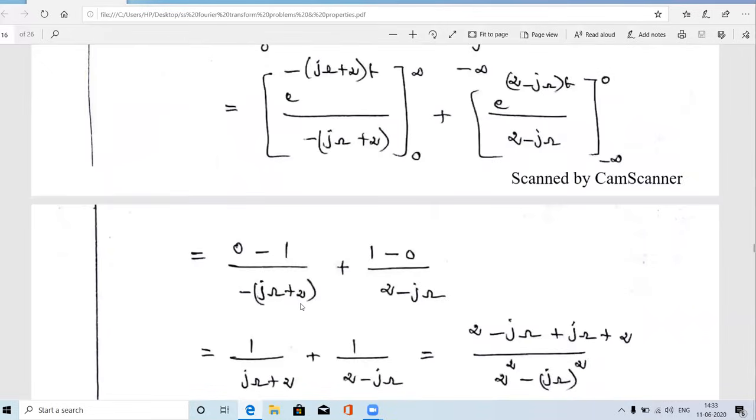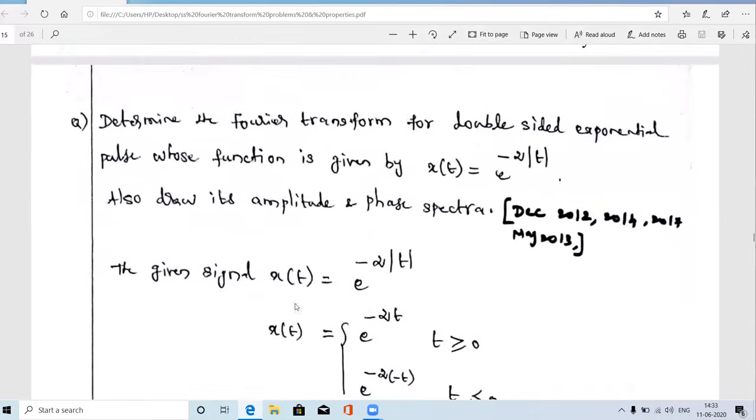So it is a very important question. This type of question comes either with x of t equal to e power minus a t, or e power minus b modulus t, or e power minus some value. In the place of a and b, there may be a value 2 or 1 or 3. So study this problem in a clear manner.